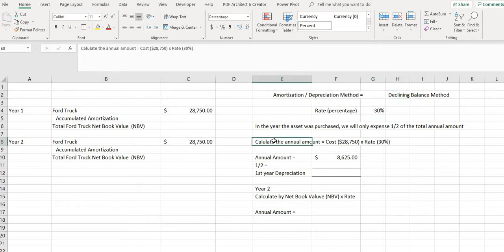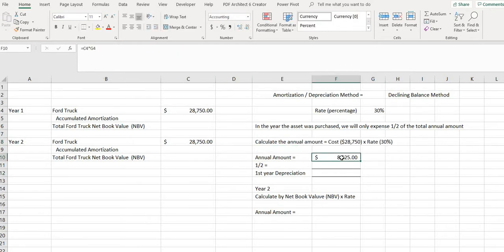And now all we need to do is calculate the amount of amortization. To do that, we're just going to take the cost of the vehicle, the $28,750, and we're going to multiply it by the rate, or the 30%. So here we can see that the total annual amortization or depreciation expense is $8,625.